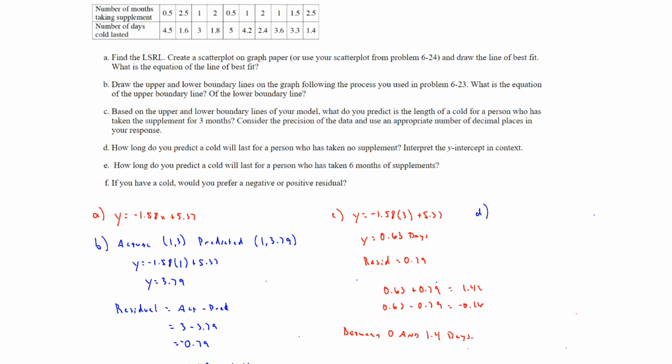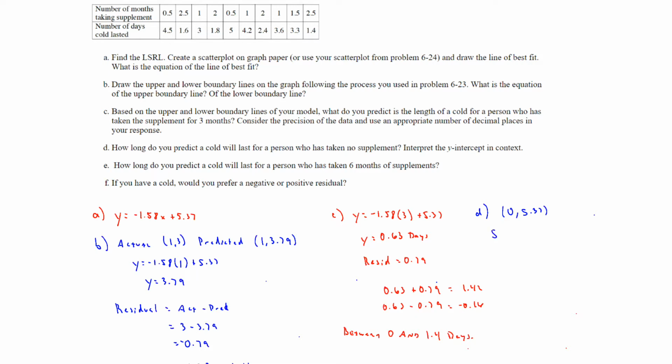On to part D, it says, how long do you predict a cold will last for a person who has taken no supplement, which kind of means interpret the y-intercept in context. So the first part, the y-intercept of the least squared regression line is 5.37. Once again, we want to use our upper and lower bound to make a good prediction for that, though.